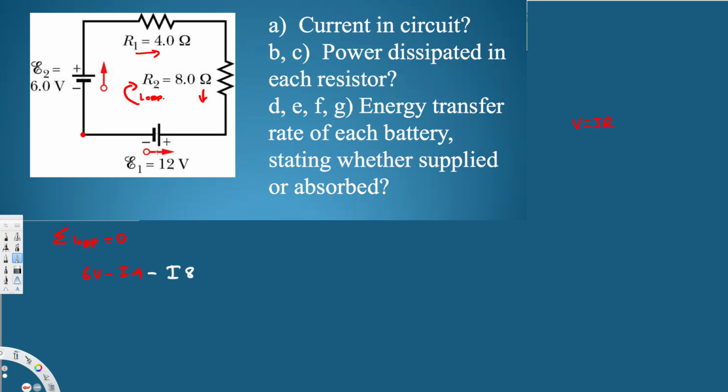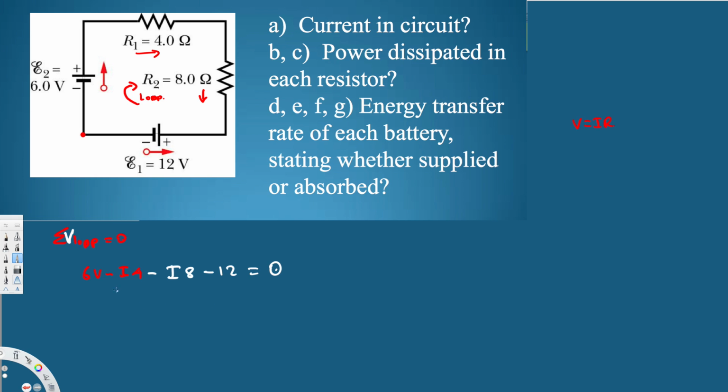Then we have this one going from plus to minus, so this is going to be negative. If it's going from plus to minus, it's negative. If it's going from minus to plus, it's positive. So plus to minus is negative, this 12 volts. It is going to be negative 12 volts, and that's equal to 0. This is the sum of the voltages in the loop, which is equal to 0. So here we have this equation.